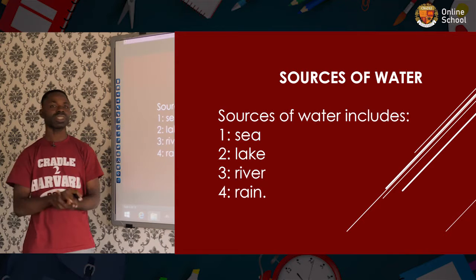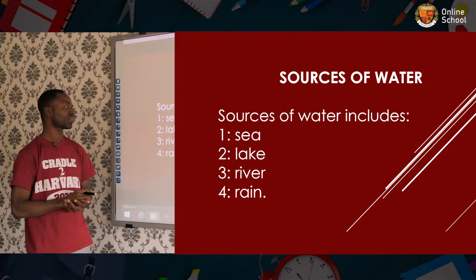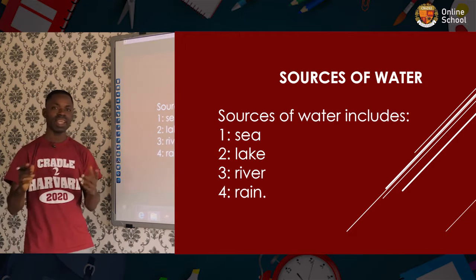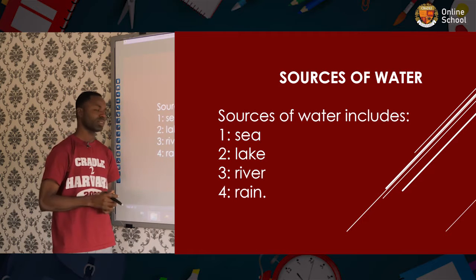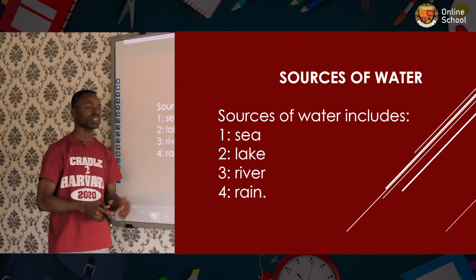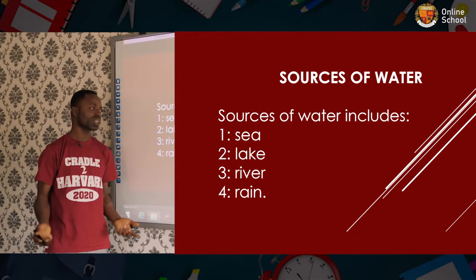So what are the sources of water now? Number 1, sea, lake, river, rain. These are all sources of water. We also have other sources too.